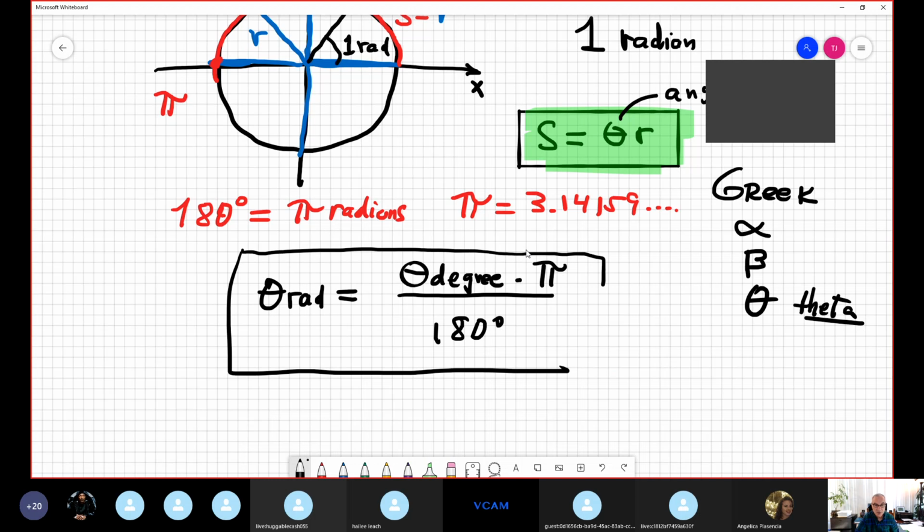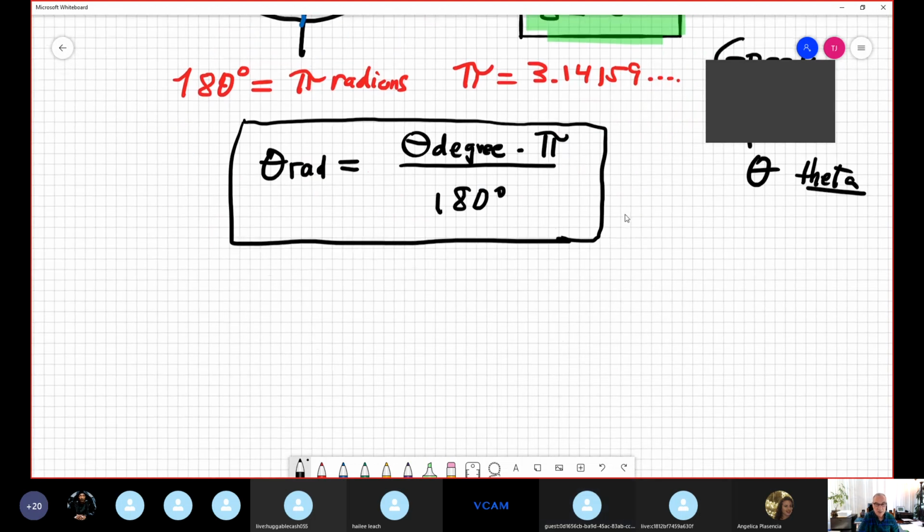Super important formula. So, Professor, sorry, can you take a picture? Say again? Can you zoom it for me to take a picture? Zoom in.